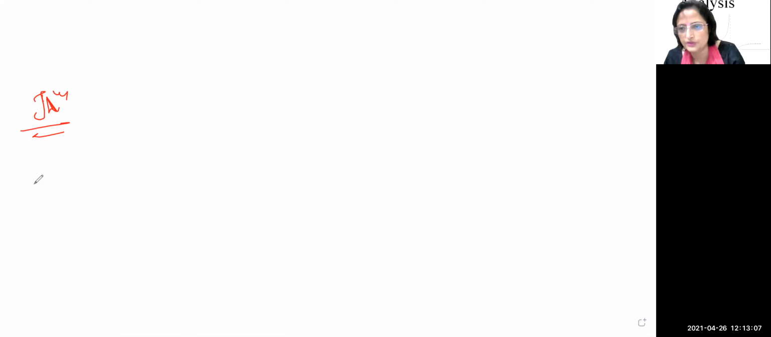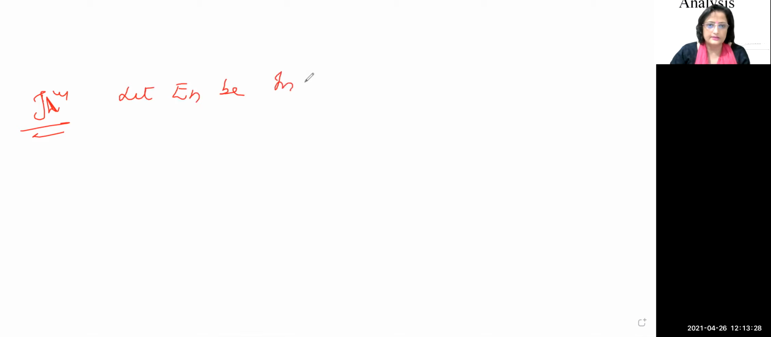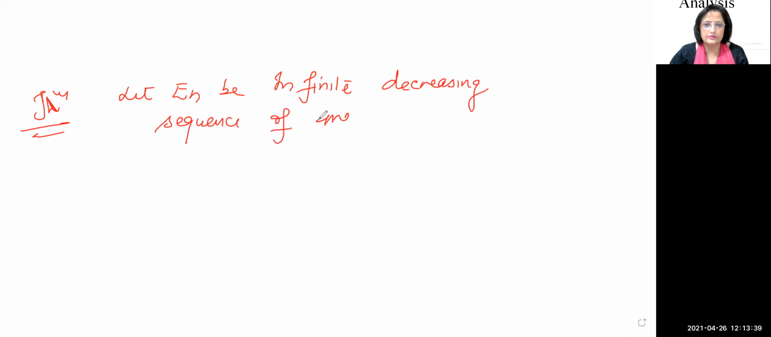So you can say that sequential, you can give the name sequential क्योंकि आपने इसमें limiting value use की है. You have a sequence of measurable sets. So that was related to the intersection, the next theorem is related to the union. Let En be infinite decreasing sequence of measurable sets.